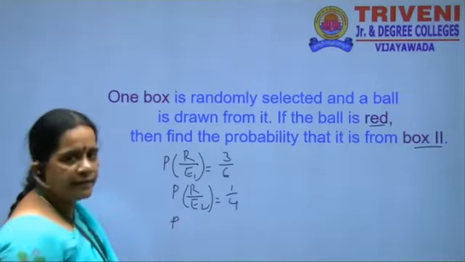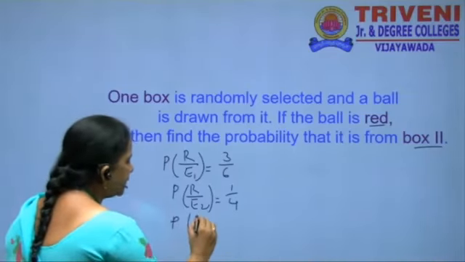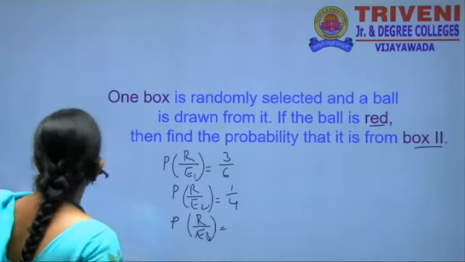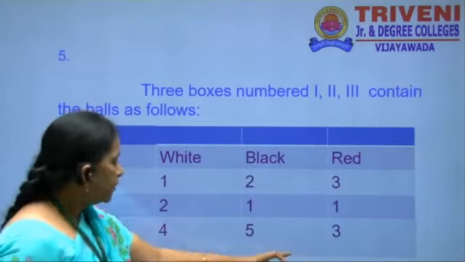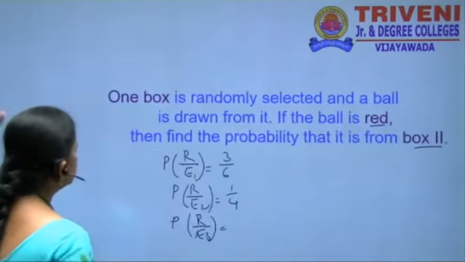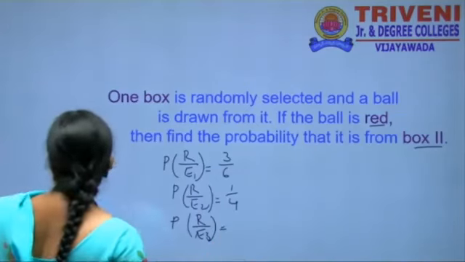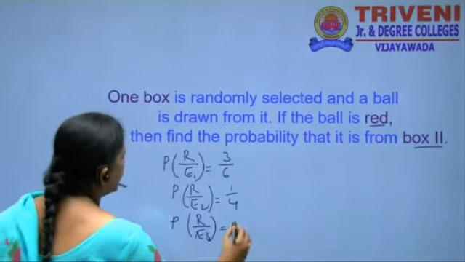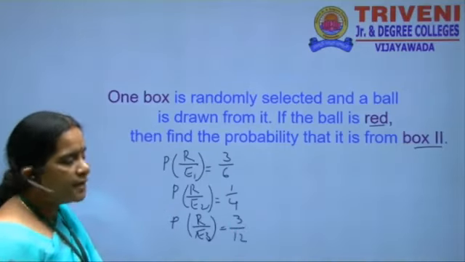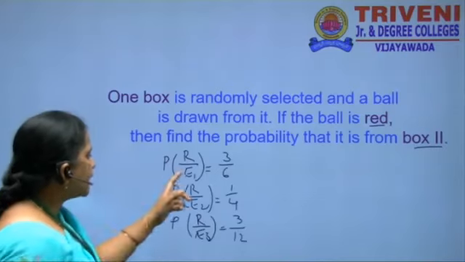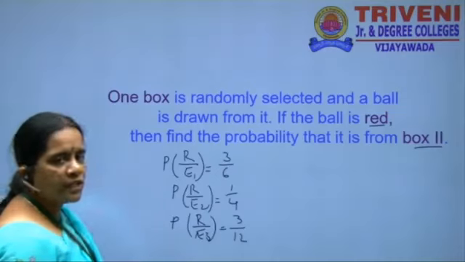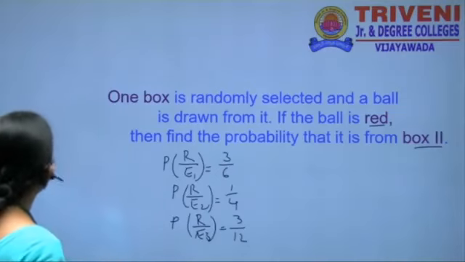Similarly, P(R|E3) is for the third bag. We have to select the red ball: how many red balls are in the third box? 3 red balls. Total 5 plus 4 is 9, 9 plus 3 is 12. That is 3 by 12. We know the values of P(E1), P(E2), P(E3) and P(R|E1), P(R|E2) and P(R|E3). Then substitute the values in the Bayes theorem formula.